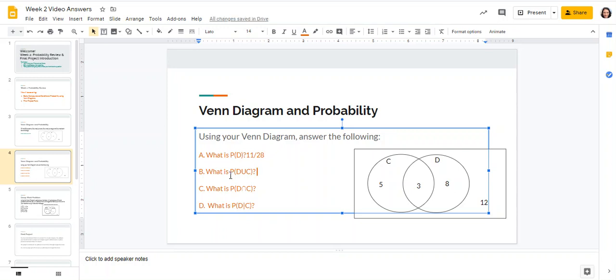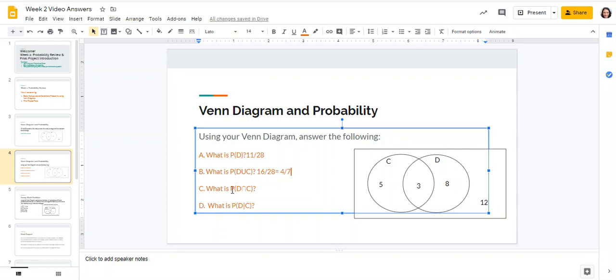This is the probability of D union C. So what is the probability that a student owns a dog or a cat or both? So if you add these all up, we get 16 students have a dog or a cat or both out of 28 students altogether. And that fraction can simplify. If we divide the numerator and denominator by 4, we get 4/7.